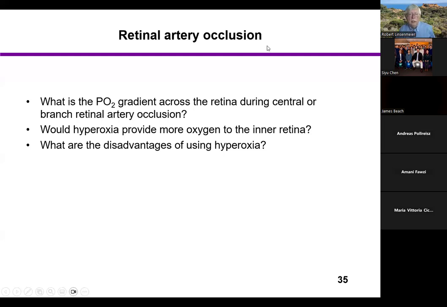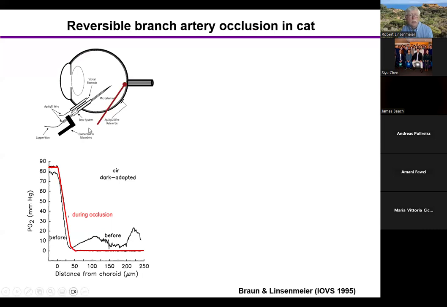So with retinal artery occlusion, there is no effective treatment that is used at this point. But we wanted to know what the PO2 gradient was across the retina and whether hyperoxia would be helpful in this case. There might be some disadvantages of using hyperoxia, but we wanted to do this investigation. So what we did was to occlude a retinal arteriole at the disc with a glass probe so that it would be a reversible occlusion. And then we made profile measurements as usual.